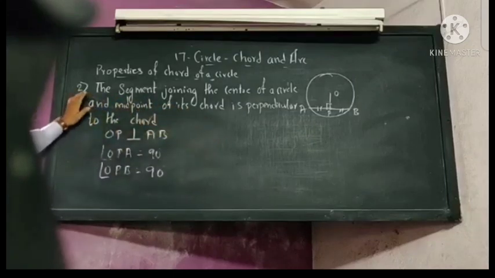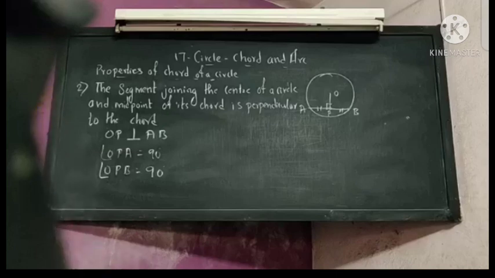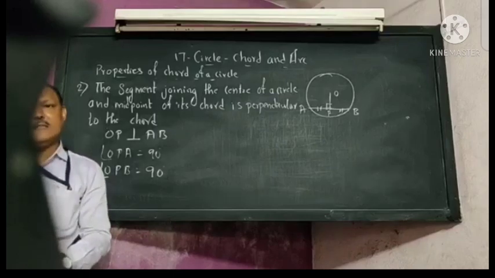Once again, I am reading the second property. The segment joining the center of a circle and the midpoint of its chord is perpendicular to the chord. Now we'll move on to the exercise, students.